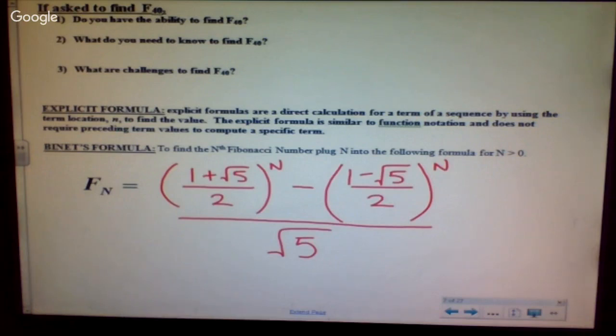Your n value is what you are trying to find. If you're trying to find the 10th number in the Fibonacci sequence, n would be 10. If you look towards the bottom of the page, it will show you how to store this formula into your calculator, so you do not have to keep repeating it. It'll just be stored and you can use it.